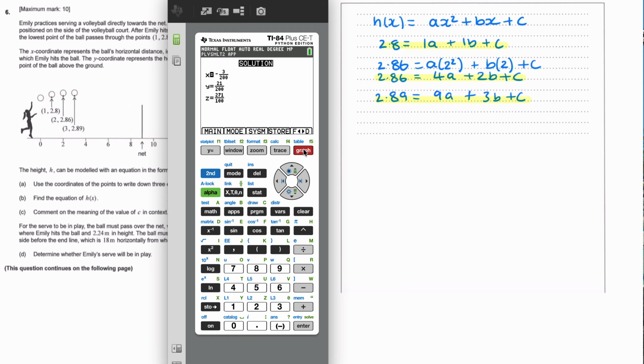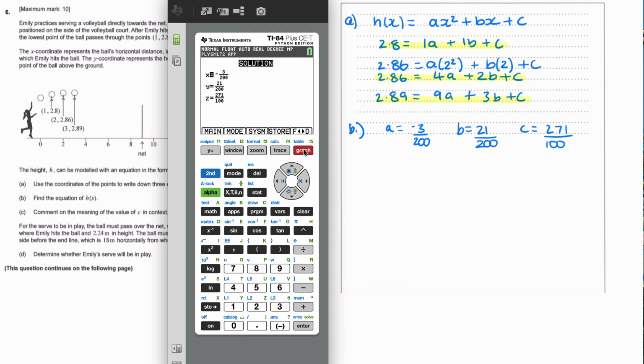So I can see that A is equal to, so this is part B. This was part A. So A is equal to negative 3 over 200. B is equal to 21 over 200. And C is equal to 271 over 100. So obviously, yes, these numbers don't look nice, but I would leave them in fraction form and don't be put off if they don't feel like a nice number that would be an answer.